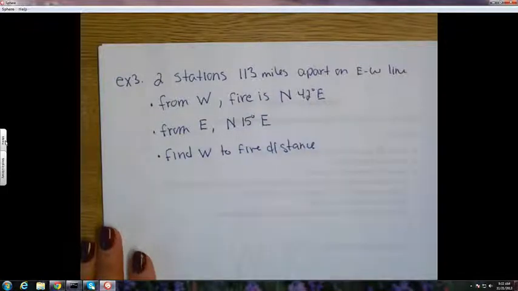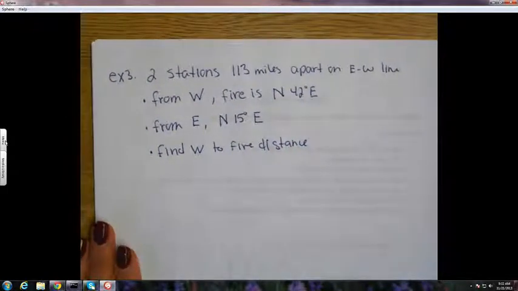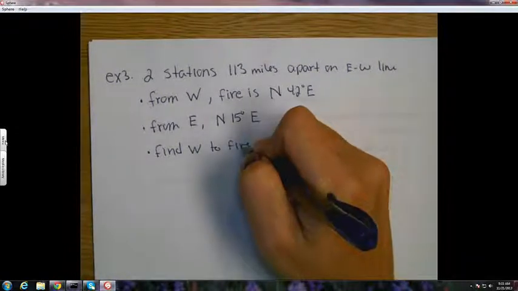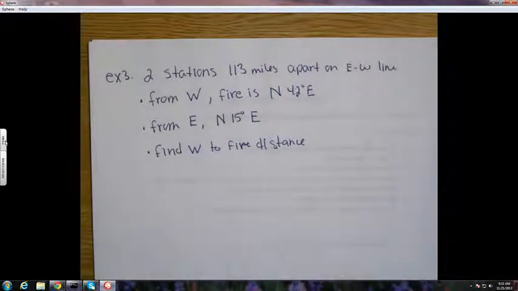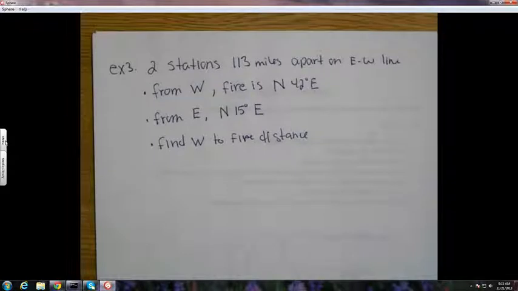That means she's still alive, so it's all good. What do you mean find W to F distance? Fire. Oh. From the western station to the fire. You couldn't decipher that hieroglyphic word there? Sorry. Fire. All right. I have contacts, I don't know.